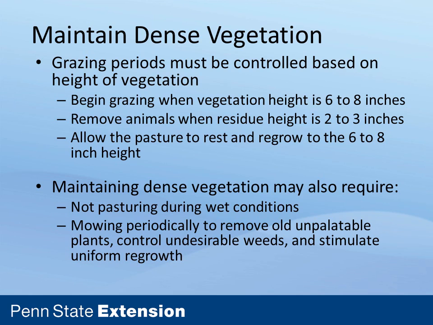We begin grazing a pasture paddock when the vegetation height is at 6 to 8 inches. The animals are then removed when they've grazed the grass down to a height of 2 to 3 inches. Then the paddock is allowed a period of time to rest and also allow regrowth back to the 6 to 8 inches of grass height. And this may take different lengths of times depending on the season related to the amount of water and also temperature.